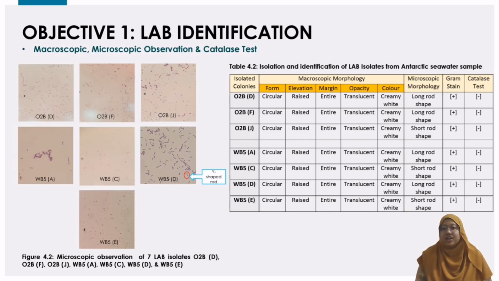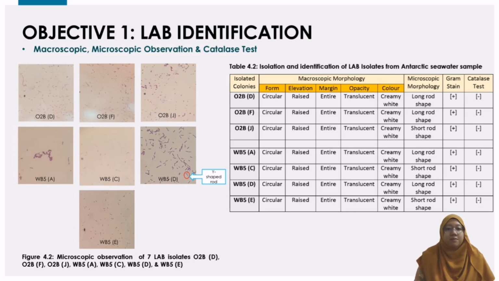Next, on LAB identification, based on table 4.2, all the 7 isolated colonies show circular form, raised elevation, entire margin, translucent opacity, and creamy white color colonies. All the 7 isolates were Gram-positive bacteria and produced negative results for the catalase test, which aligned with the characteristics of lactic acid bacteria. However, each isolate has slightly different microscopic morphology when observed under the microscope. As we can see in figure 4.2, O2BJ, WB5C, and WB5E had short rod-shaped morphology, while the others were long rod-shaped.